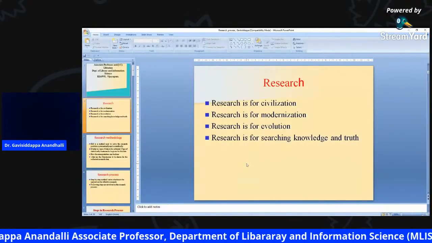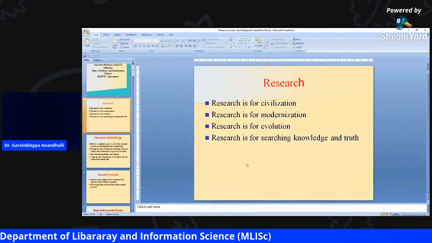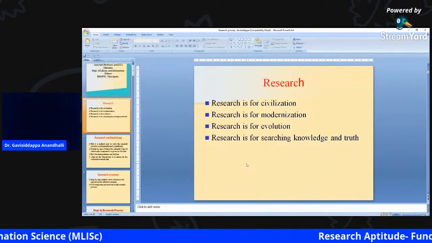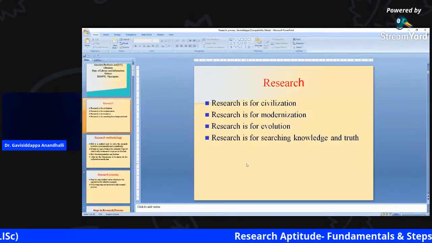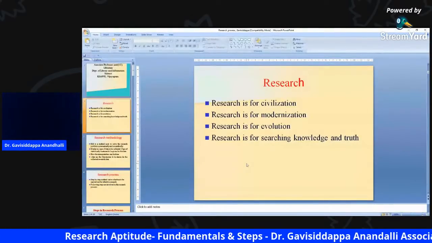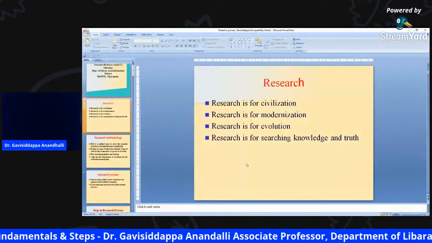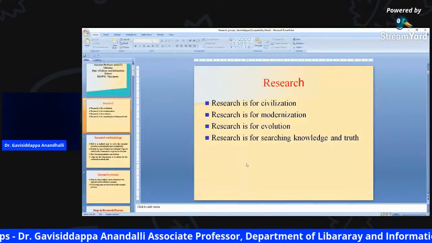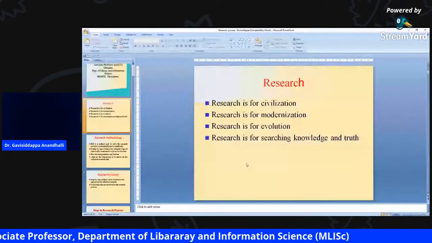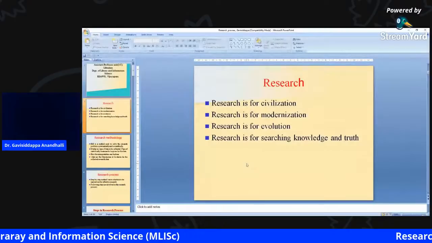Therefore, research is for civilization. It is for the growth and development of any nation, and for its progress. It also helps us enhance the standard of living of society. We can make life more comfortable and easier with the help of research only. Therefore, research helps us with modernization and evolution, and research is for searching for knowledge and truth.